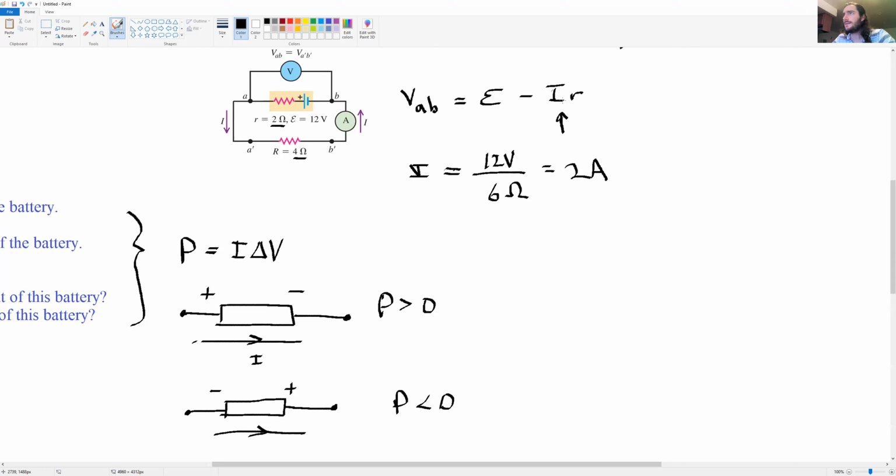So if that's the case, then we can plug this 2 amps into this top equation here, which is 12 volts minus 2 amps times the internal resistance of 2 ohms. And of course, this gives us 8 volts. Okay. So 8 volts is what the voltmeter will read for the voltage across the 2 terminals of the battery. And the ammeter here will read 2 amps.